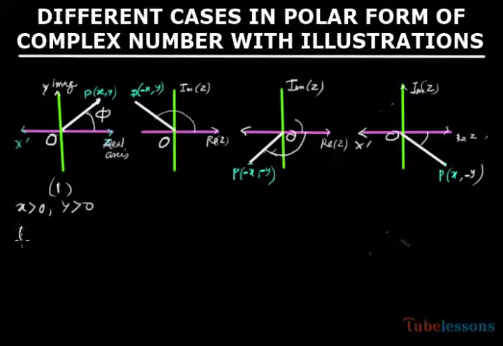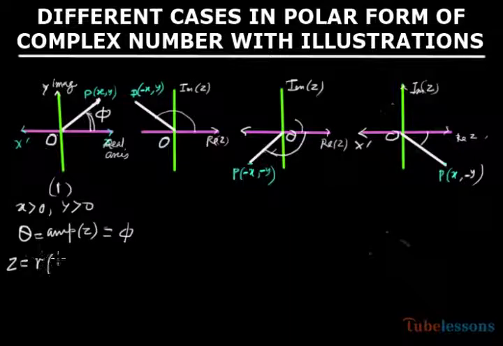And theta is the amplitude of Z. Here theta lies between 0 and 90 degrees. The angle here is phi, so amplitude theta is equal to phi, and you can write the polar form of Z as r (cos phi plus i sin phi).